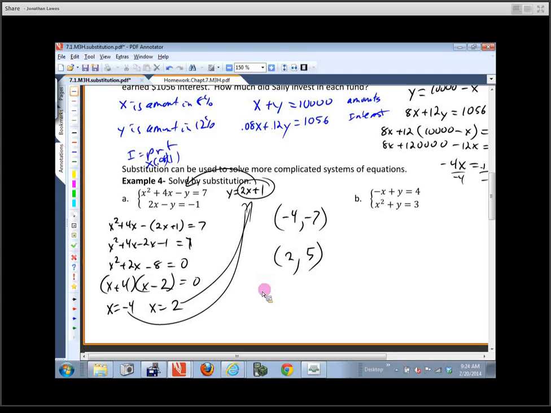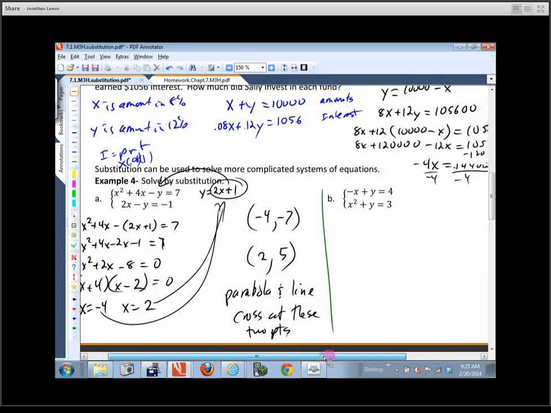So here's what this means. The parabola and line. What's significant about the parabola and the line at these two places? Okay. Good? Okay. Let's take a look at this one. Any questions on that one?